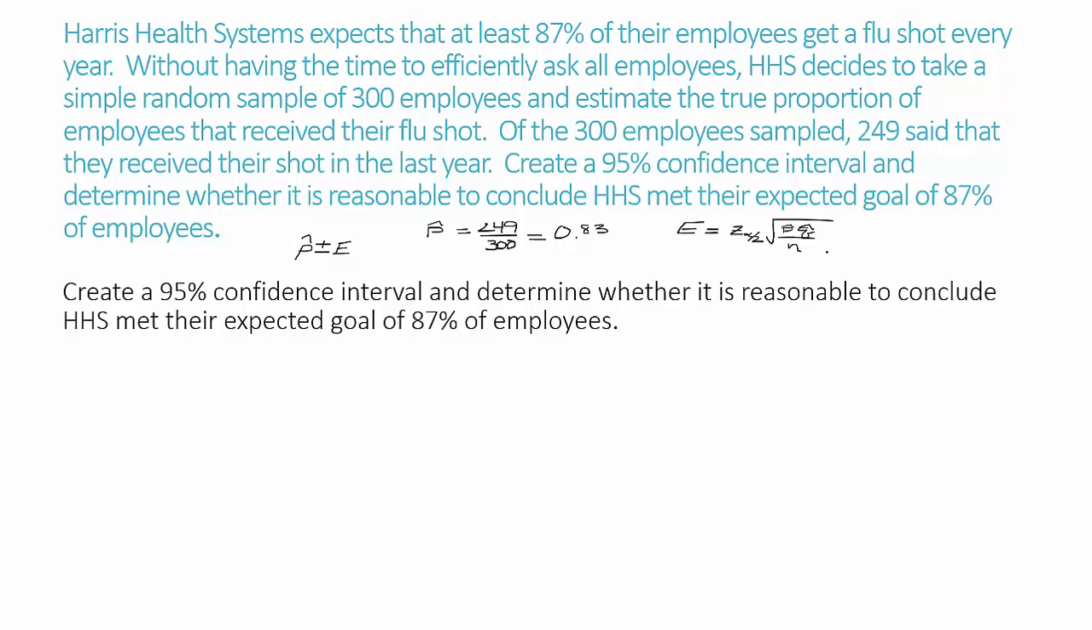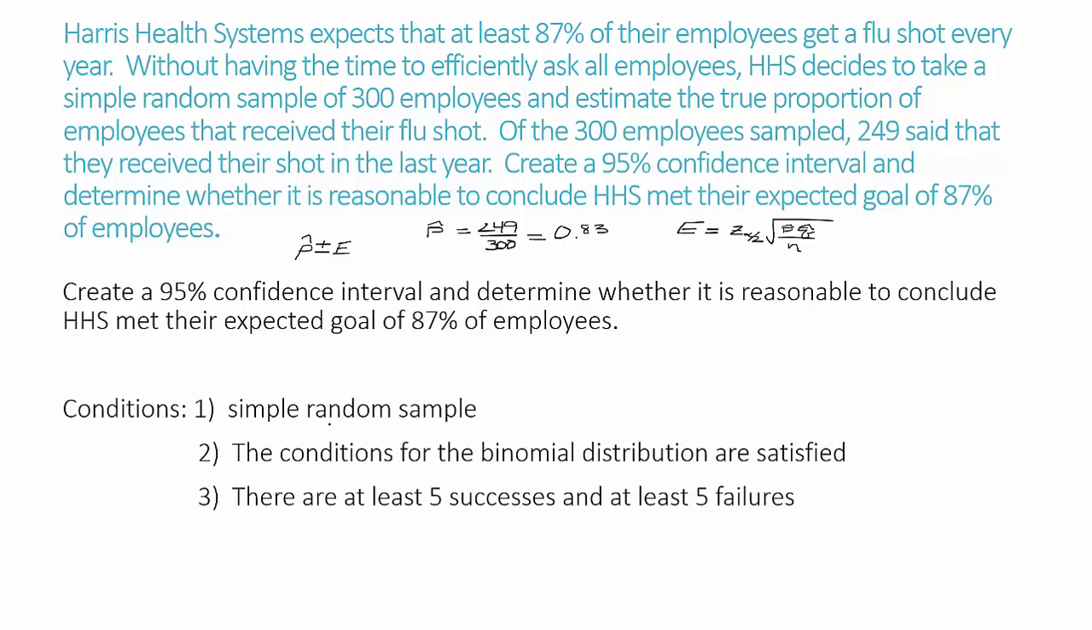So before we go into calculating this number, we have some conditions that need to be met. Our conditions are that it's a simple random sample, and we saw up here that they took a simple random sample, so that condition is met. Next are the conditions for binomial. We have the probability of success right here, and we can take 1 minus that, q hat. So 1 minus 0.83 gives us 0.17. So we have the probability of failure, and we have 300 events, so we meet the conditions for the binomial.